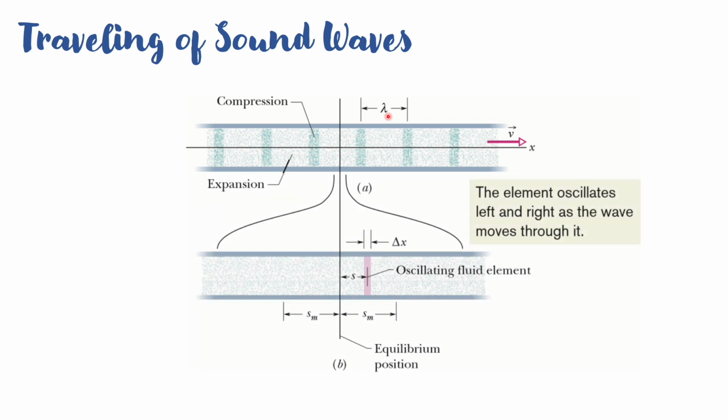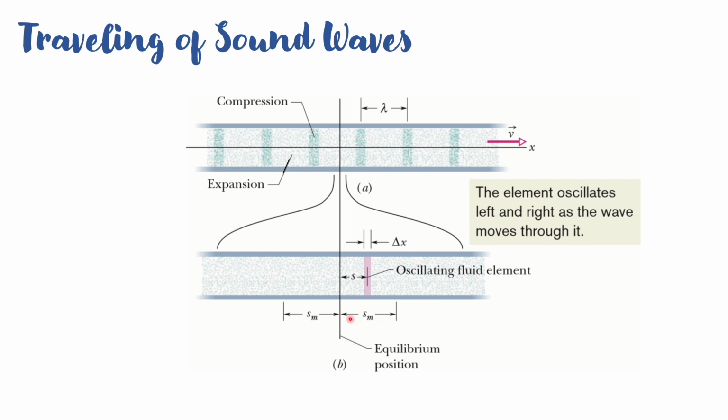If we want to go deeper into it, we expand this small region, a small part of the air around it. This distance we are calling delta x, and this is the part that is oscillating like this. In order to make the sound wave move from one place to another, this is the oscillating fluid element.